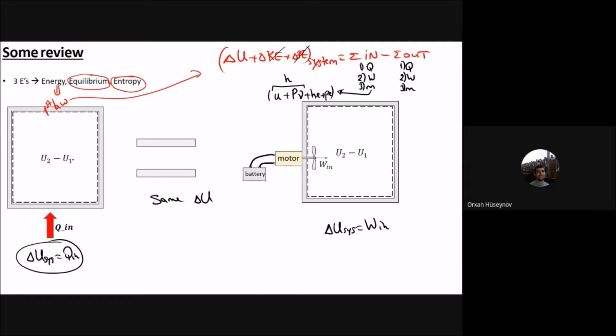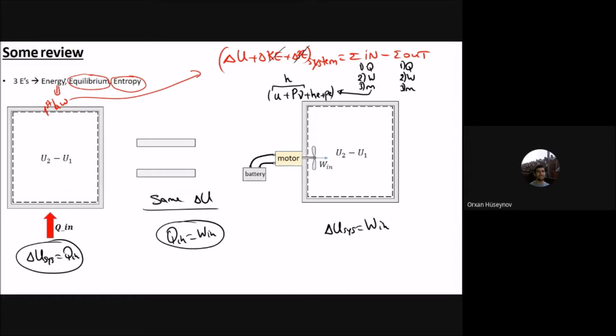The internal energy of the system in the first case changes only due to heat transfer, or I can do the same thing but add work transfer to the system and change the internal energy by the same amount. And now the question comes: if we take these delta U's, since they are the same, then Q in is the same as work in.